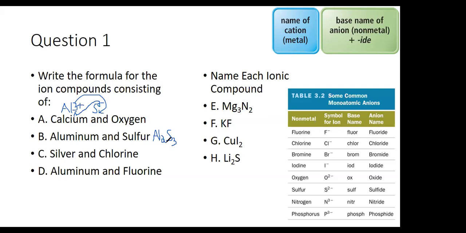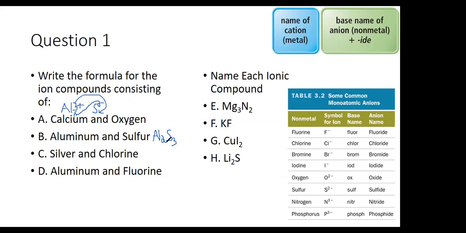So if they have different charges, you bring the charges over to be the number of atoms. Wow, that does not make much sense when I say it out loud. But sulfur has a -2. You bring that 2 to the aluminum to say 2 aluminum. Aluminum has a +3. You bring that 3 to the sulfur to say, I need 3 sulfur. And your molecule is going to be Al2S3.